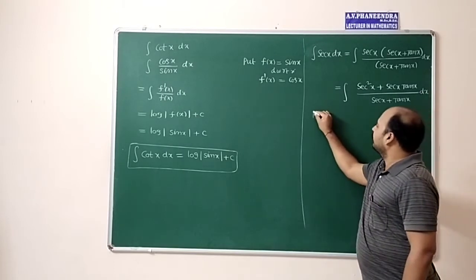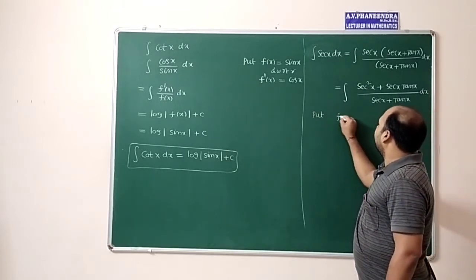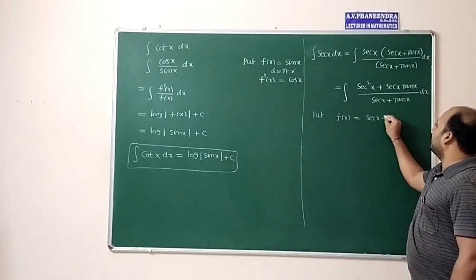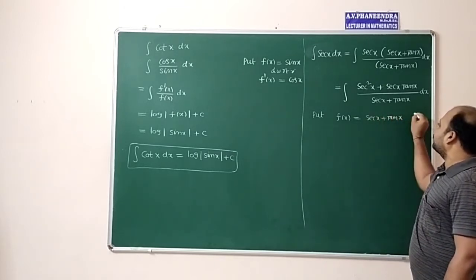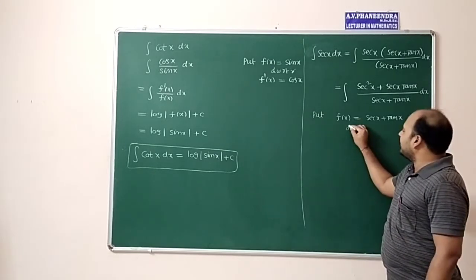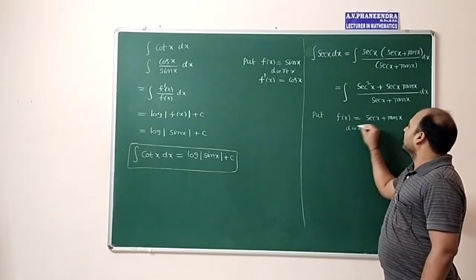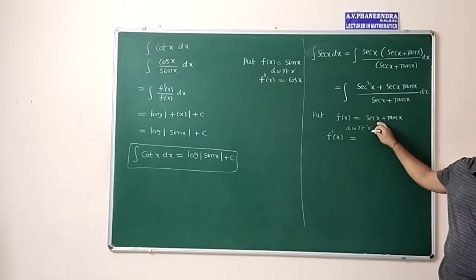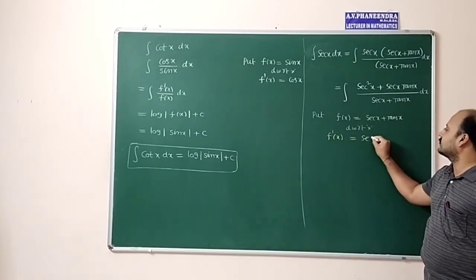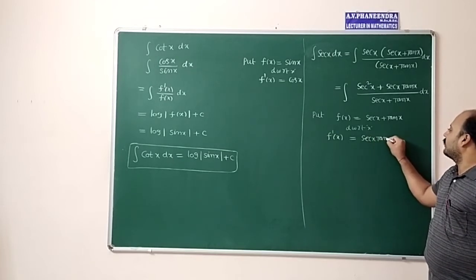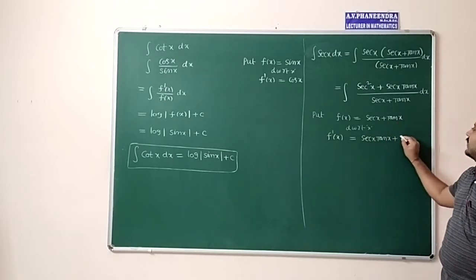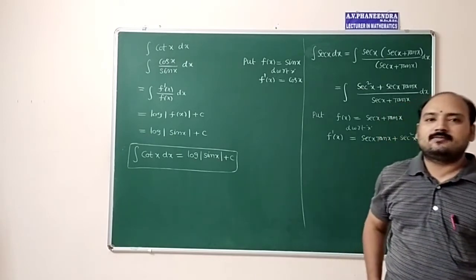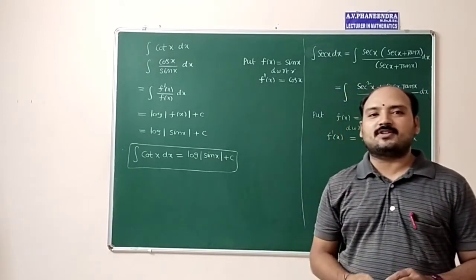Now here put f of x is equal to secant x plus tan x. If you take secant x plus tan x as f of x, differentiate with respect to x. The derivative f dash of x is d by dx of secant x, which is secant x tan x, plus d by dx of tan x, which is secant square x.